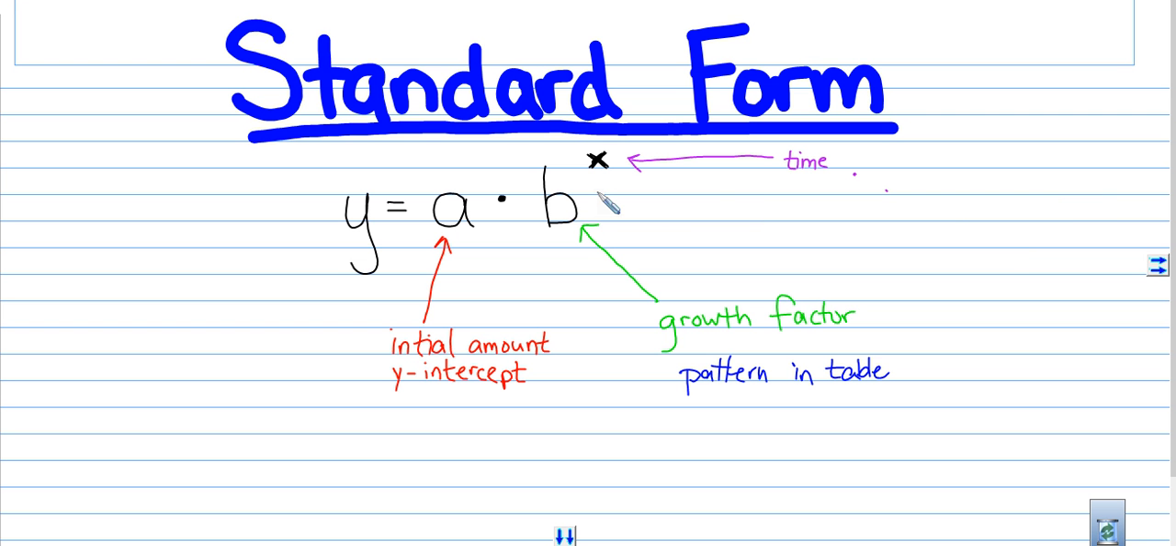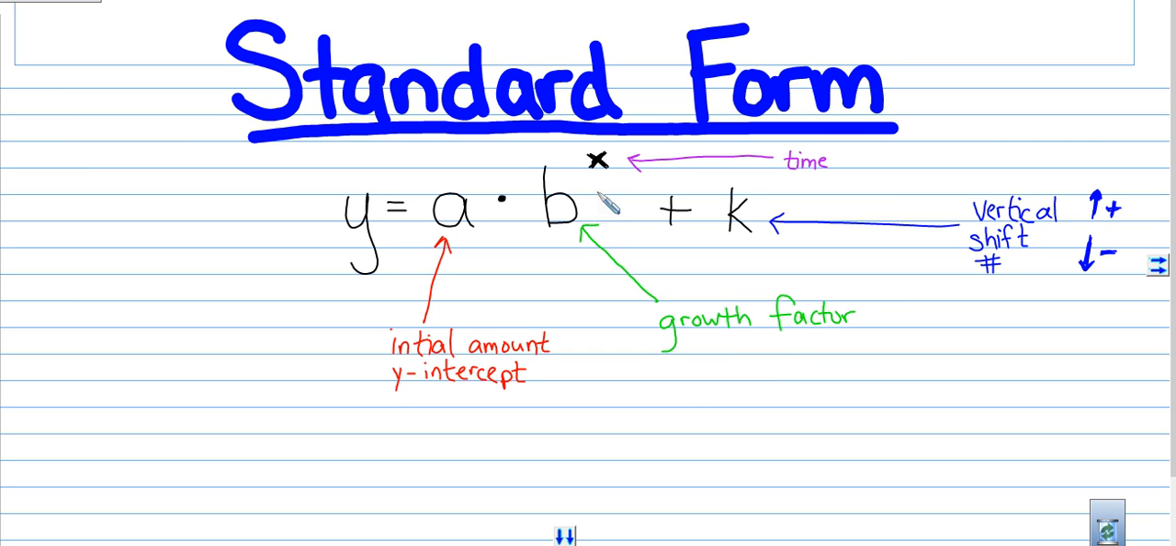Now, sometimes when you're seeing an equation, you'll have this extra little added k value onto the end. We call it the k, alright? But it's just some number that's added outside of the normal exponential function, okay? And this is our vertical shift number. It's going to move the graph up or down. If it's a plus, you move it up. If it's a negative, you move it down, okay?